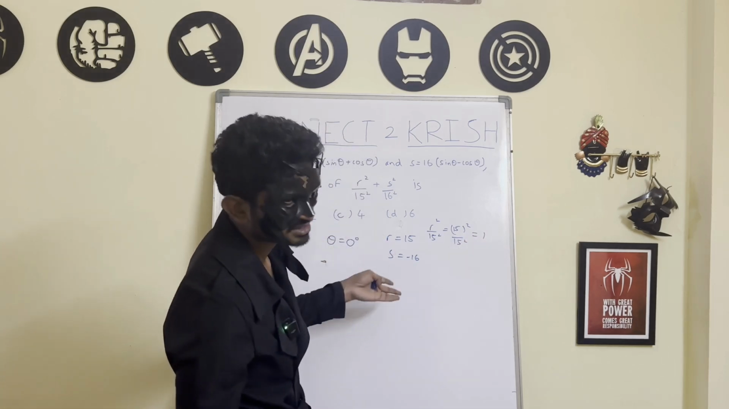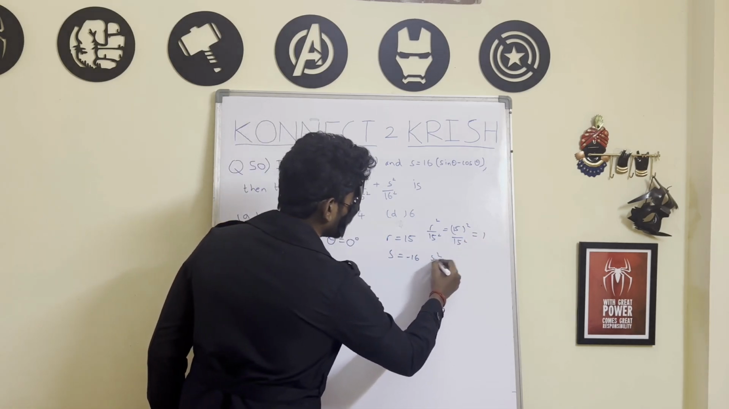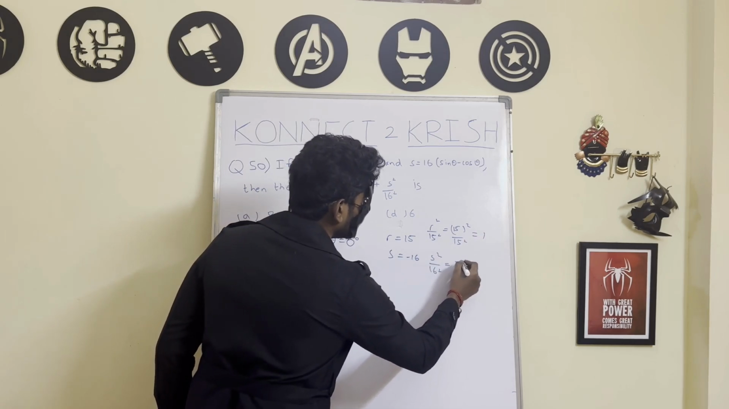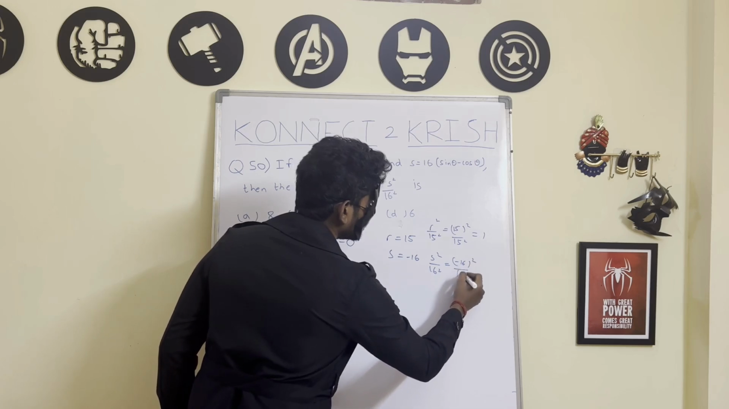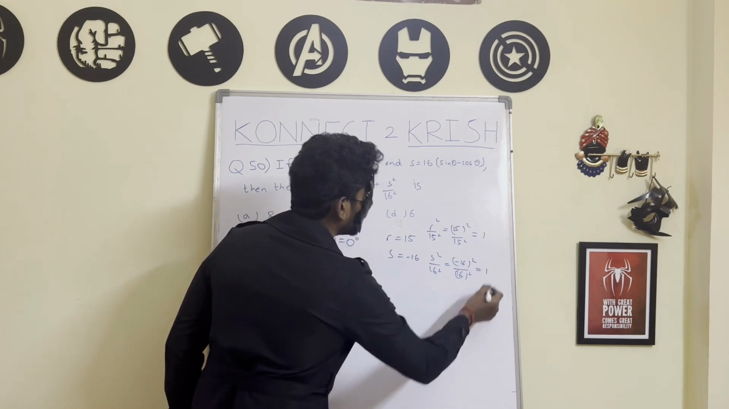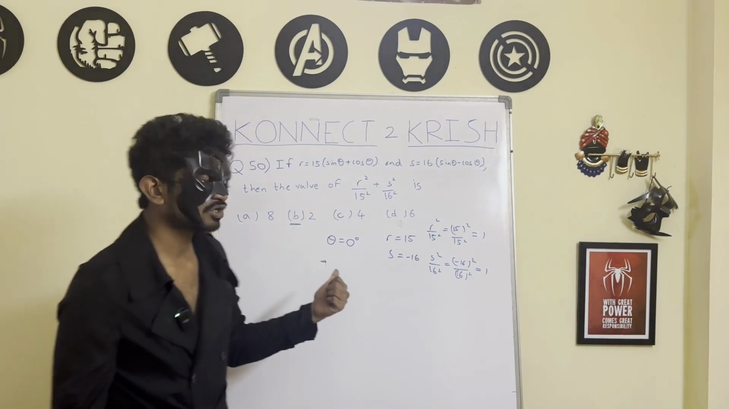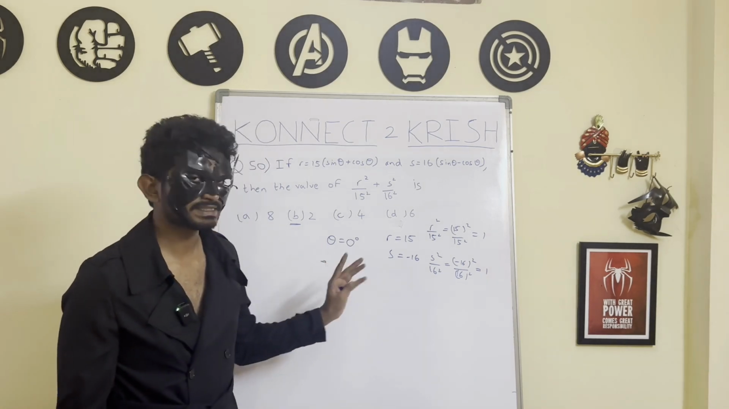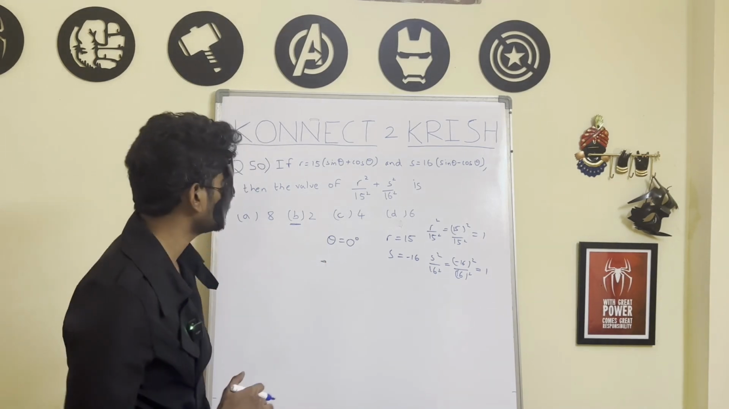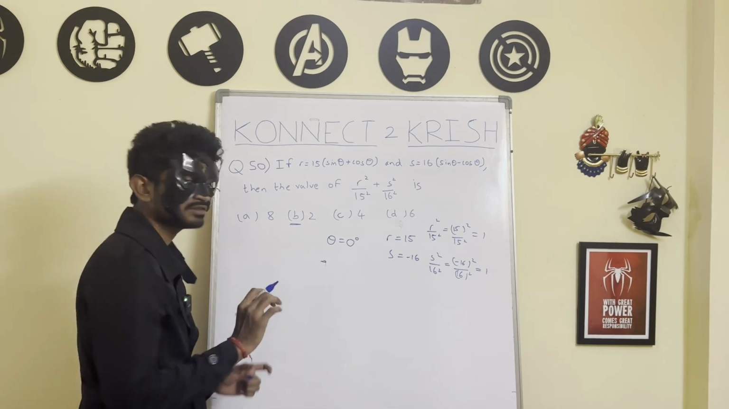And S square by 16 square will be minus 16 square by 16 square, which will be equal to 1. So adding those two, we will get the answer as 2. This is a shortcut method which I would advise you to do in the exam, but for the explanation part I will be solving through the lengthy method.